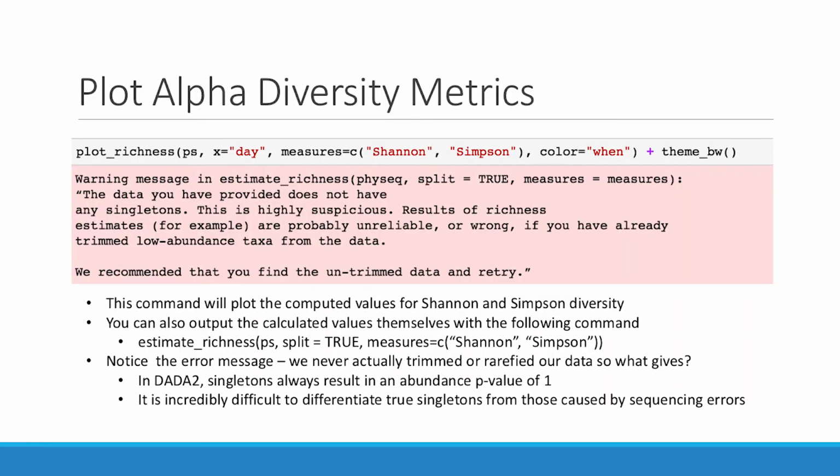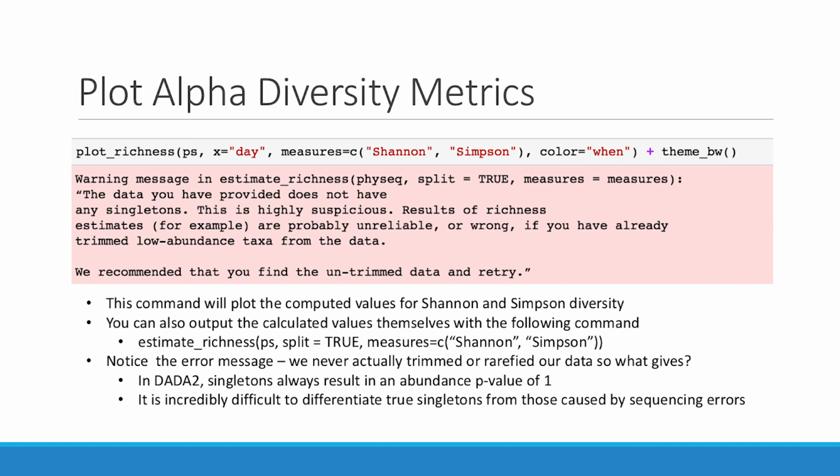So the first thing we're going to do is just plot the alpha diversity metrics. To this command, you feed the Phyloseq object that you just created. On the x-axis will be the day category of your mapping file. It's going to calculate both Shannon and Simpson diversity measures for your data. This command here will color your points based on that categorical variable, so early or late.